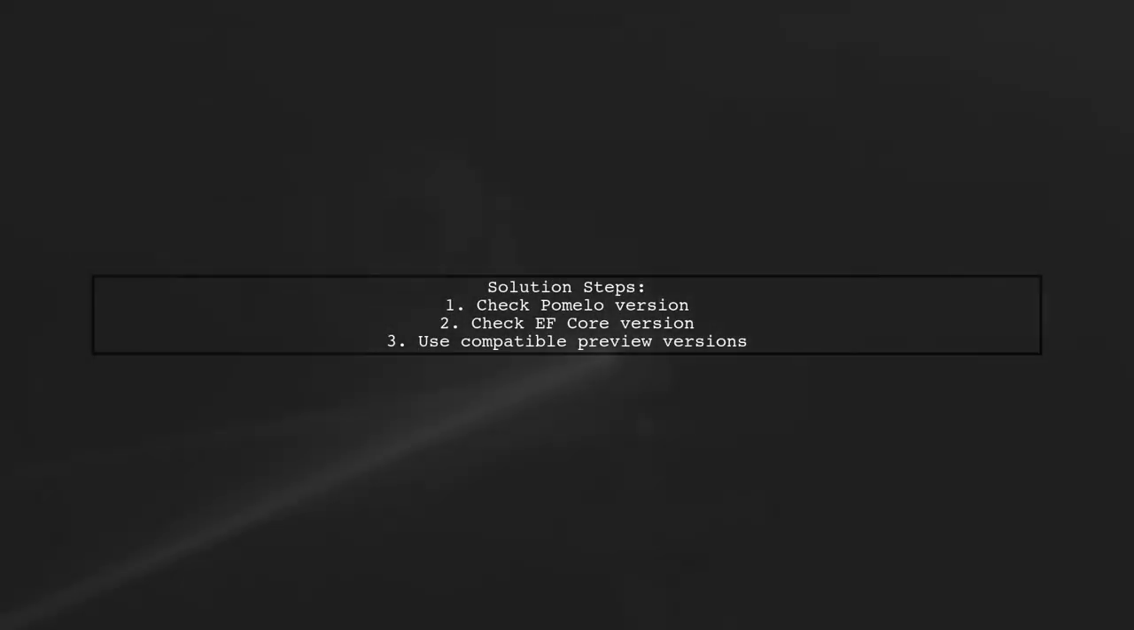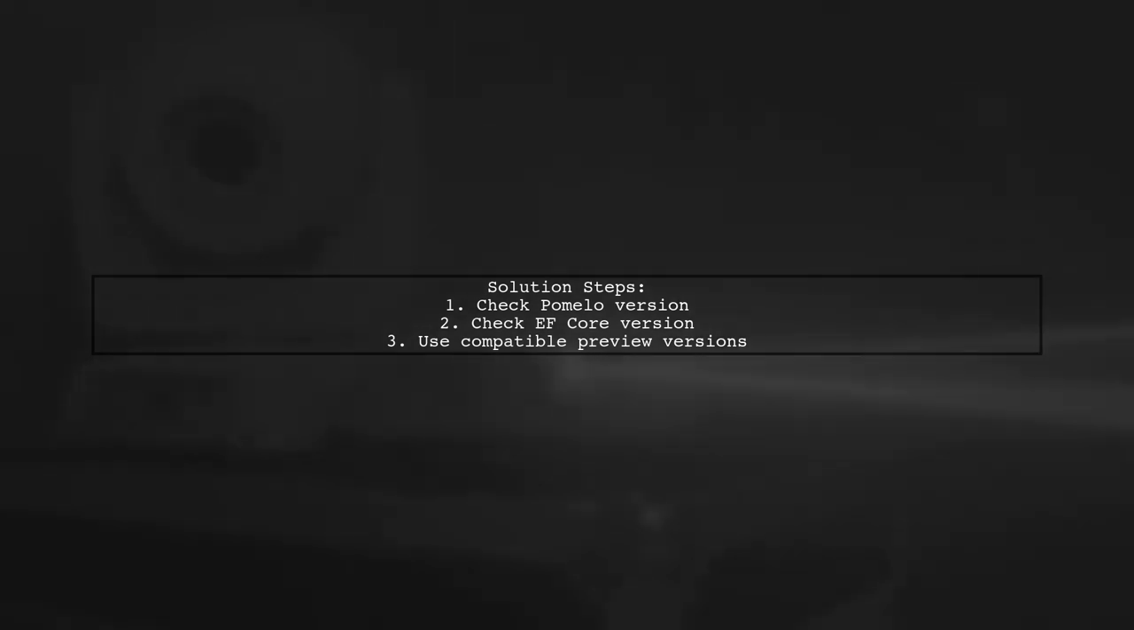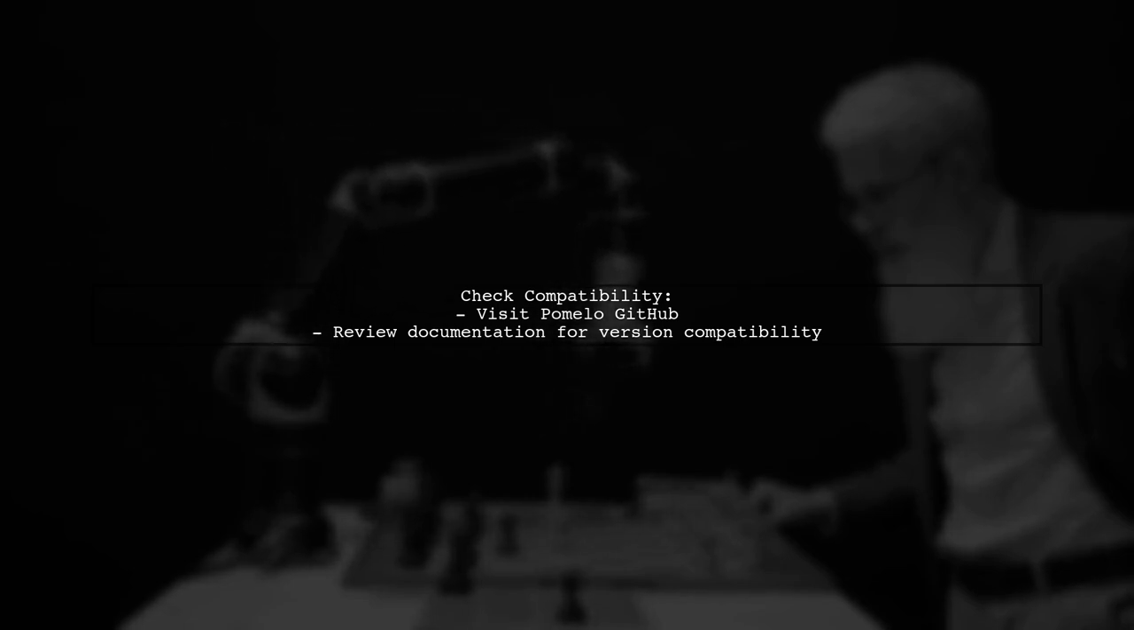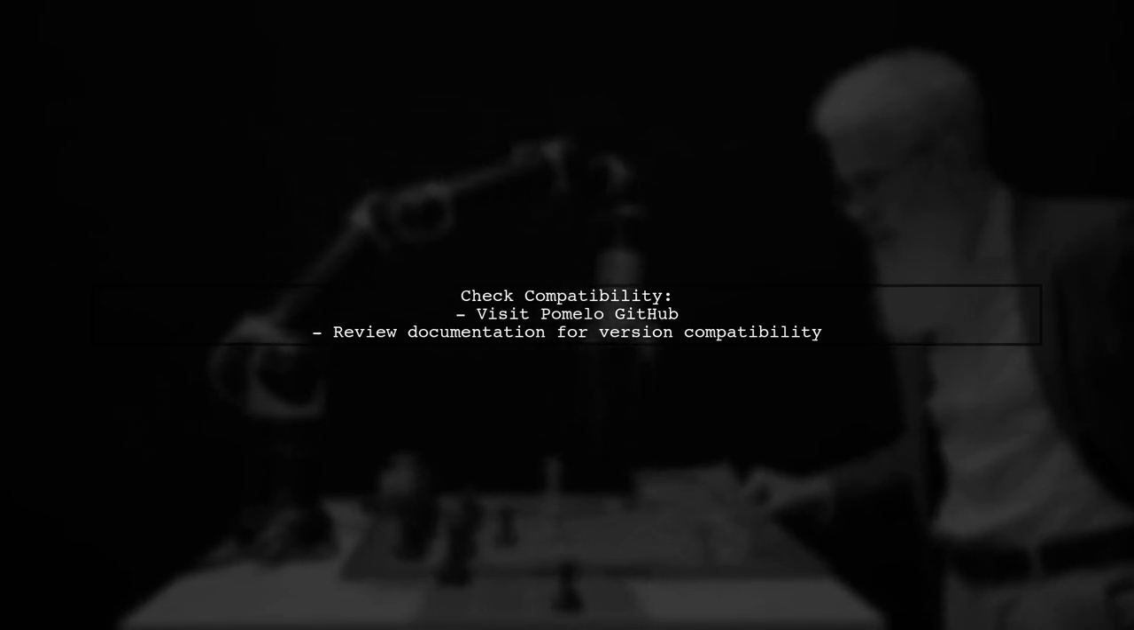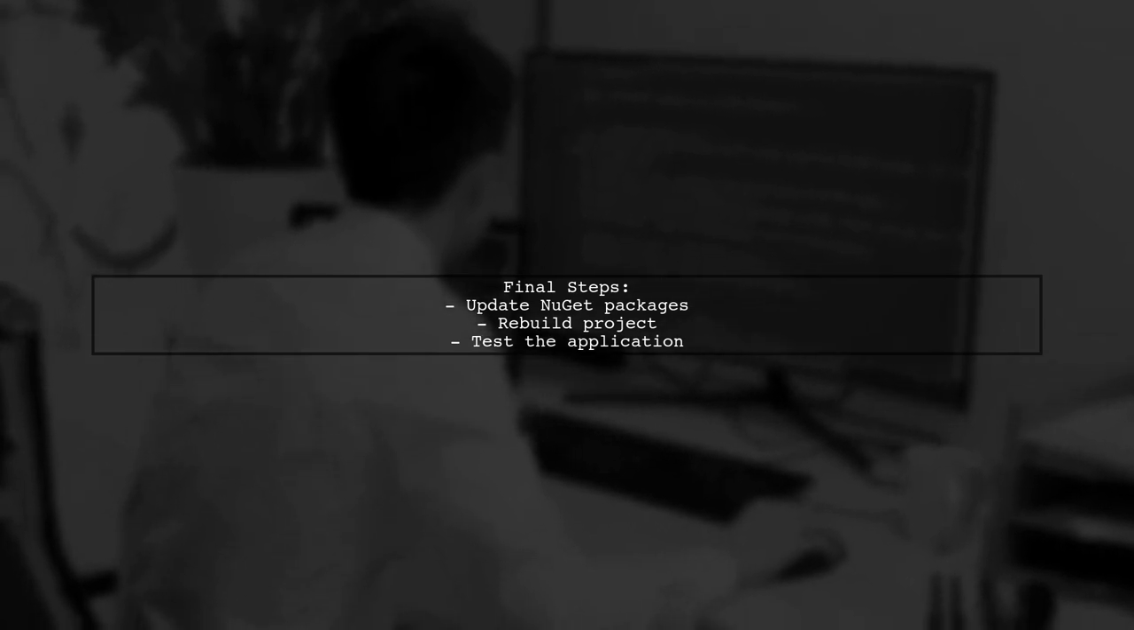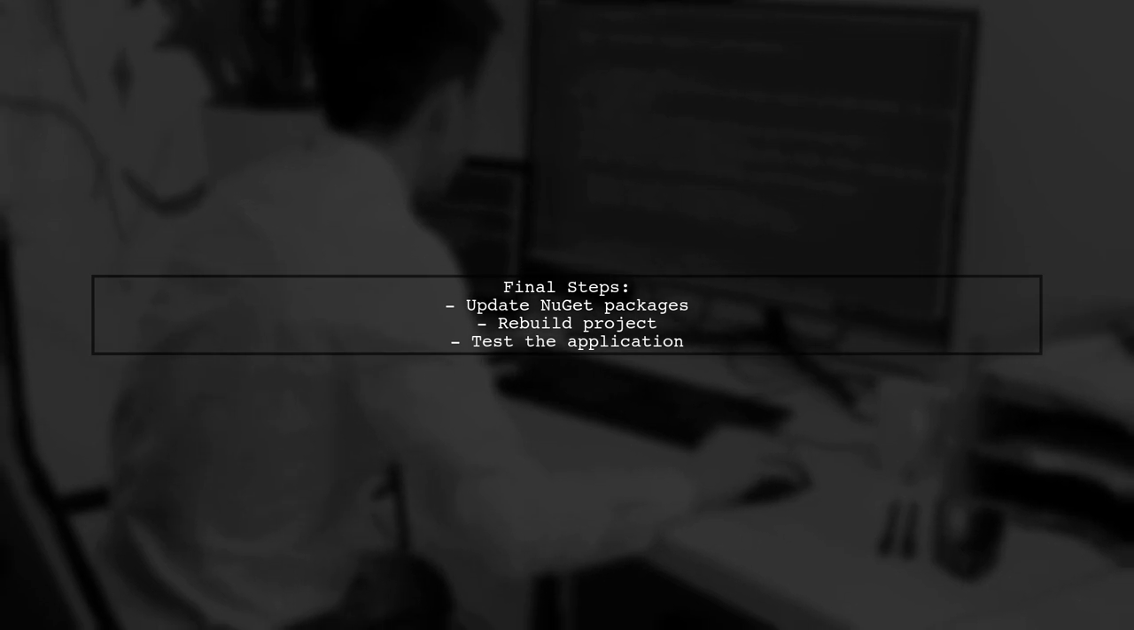To resolve this issue, first ensure that you are using compatible versions of Pomelo and Entity Framework Core. For ASP.NET Core 2.0 preview, you should use the corresponding preview versions of both libraries. You can check the compatibility matrix on the Pomelo GitHub repository or their documentation. Make sure to update your NuGet packages accordingly. Finally, after updating the packages, rebuild your project and try running it again. This should resolve the exception you're facing.